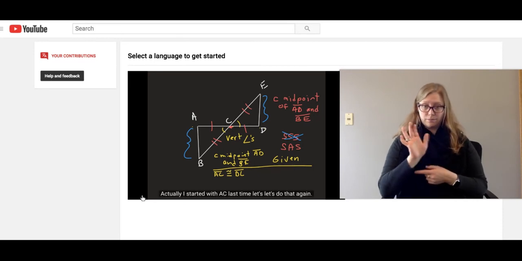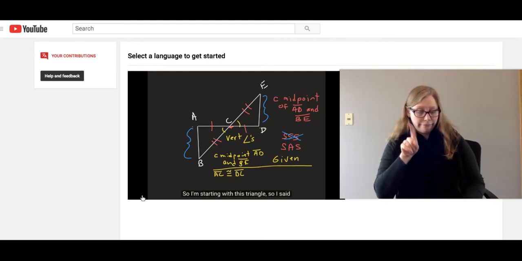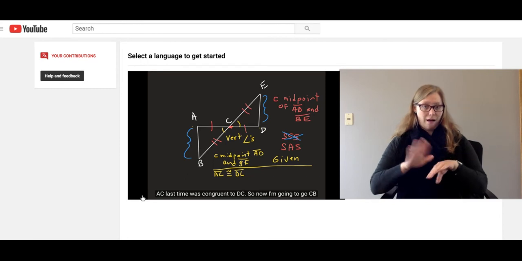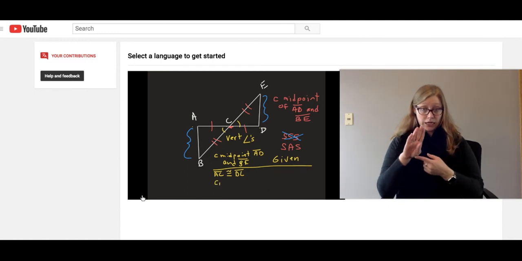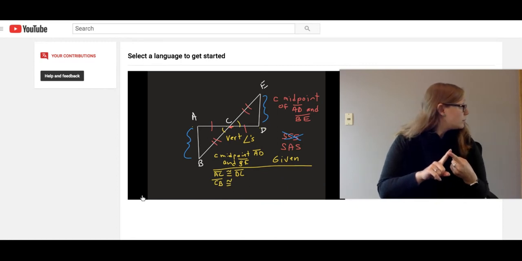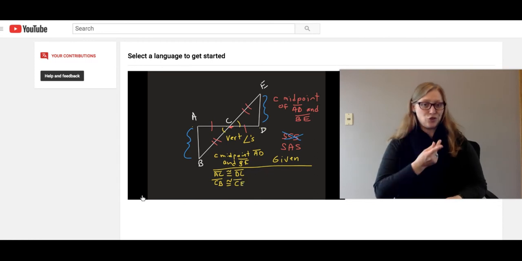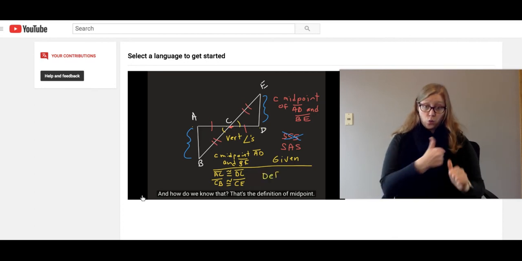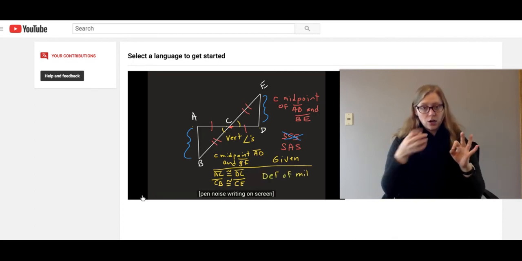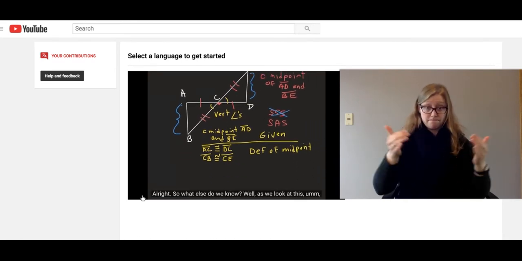Well, actually, I started with AC last time. Let's do that again. So I'm starting with this triangle. I said AC last time was congruent to DC. So now I'm going to go CB is congruent to CE. And how do we know that? That's the definition of midpoint. All right, so what else do we know?